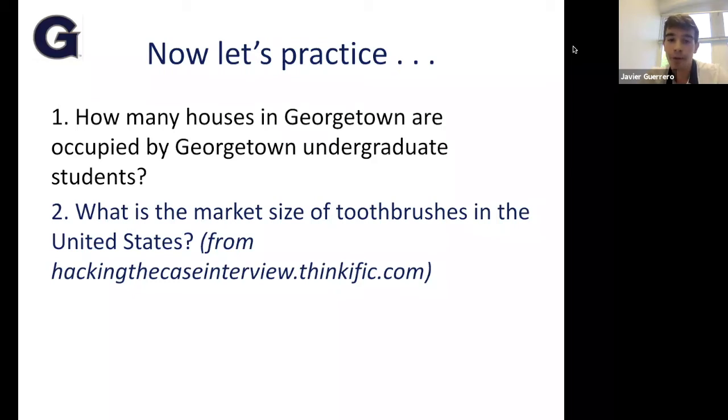Thank you, Allie, for walking me through the question. Just to make sure I understand everything, we've been asked to identify how many houses in the Georgetown neighborhood are occupied by Georgetown undergraduate students. Before jumping into the case, I have a few clarifying questions that I want to ask to ensure that I'm getting to the core of what we're looking to solve. At this point, I'm actually going to ask for some hands. For this question, it's really straightforward, but there might be some clarifying questions that will help us get to a more precise number.